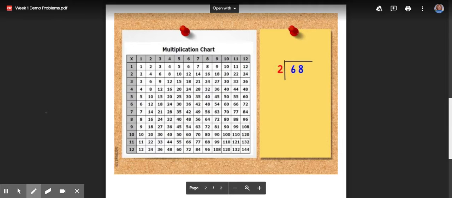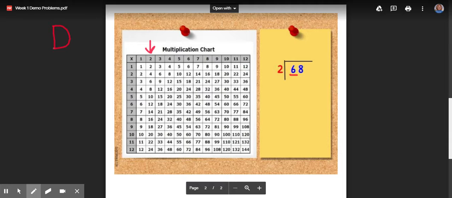So if my divisor is 2, I'm going to look at the 2 column. The first digit in my long division problem is a 6. 68 divided by 2. So I'm first going to think 6 divided by 2. That is the first step, D for divide. So I'm going to think, 2 divides into 6 how many times?